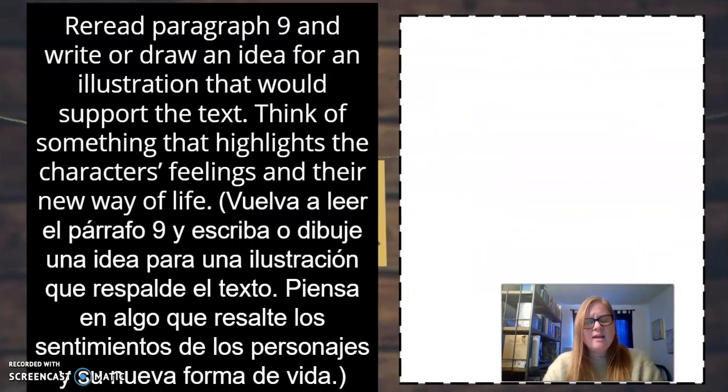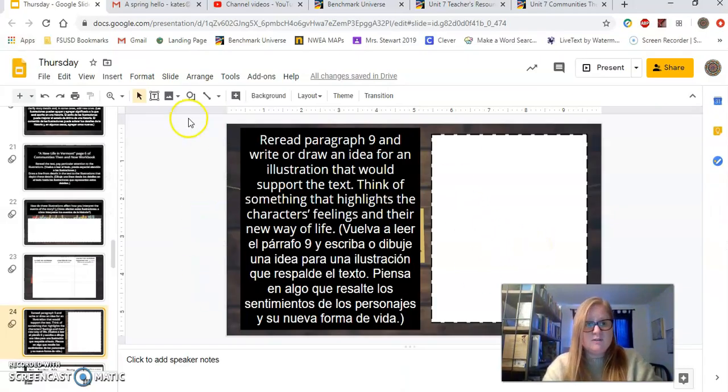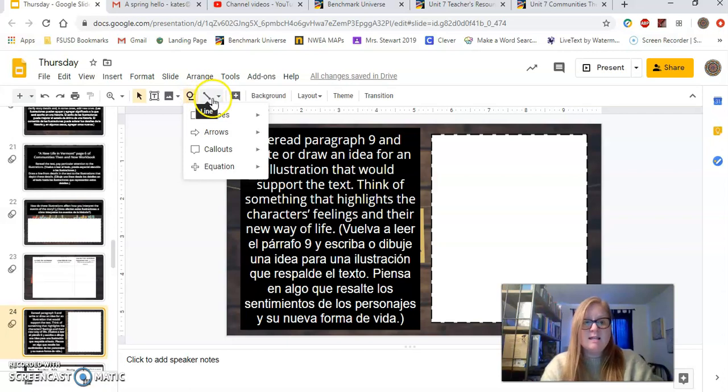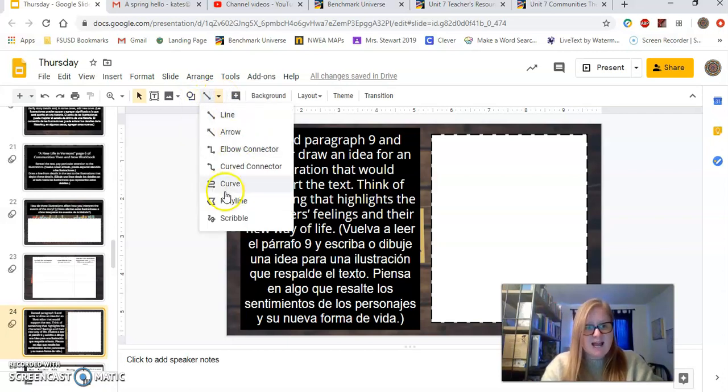So then what you're going to do, this is kind of fun, you're going to reread paragraph 9 and write or draw an idea for an illustration that would support the text. Think of something that highlights the character's feelings and their new way of life. So the way that you're going to do this is you can do a drawing right here, and that's totally fine. You can use all of these tools of shapes, lines, and there's a lot of different lines you could do.